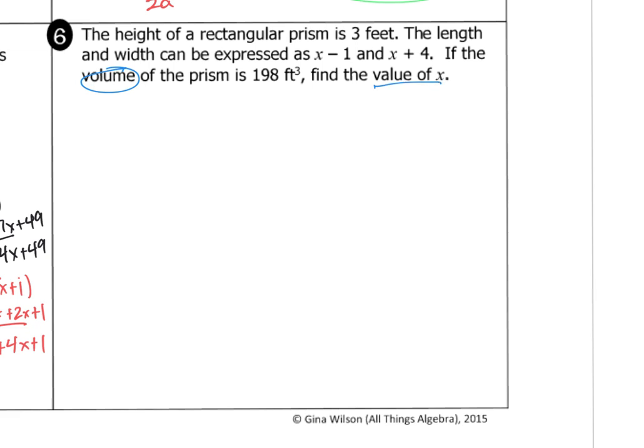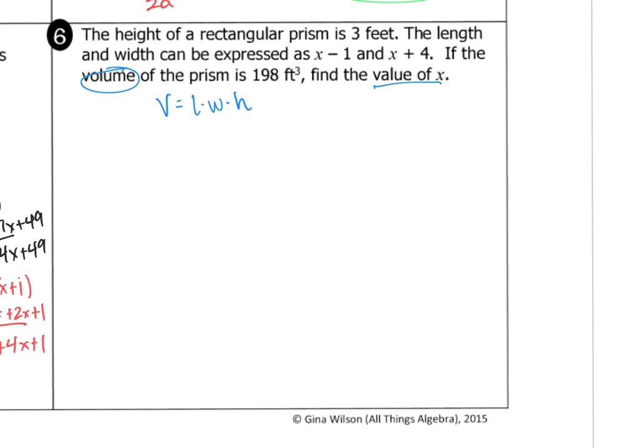Find the value of x. I'm not very good at drawing prisms, so I'm not going to draw it out. But the thing that we know is that the volume is equal to the length times the width times the height, right? We multiply the three different dimensions. And so we have enough here.